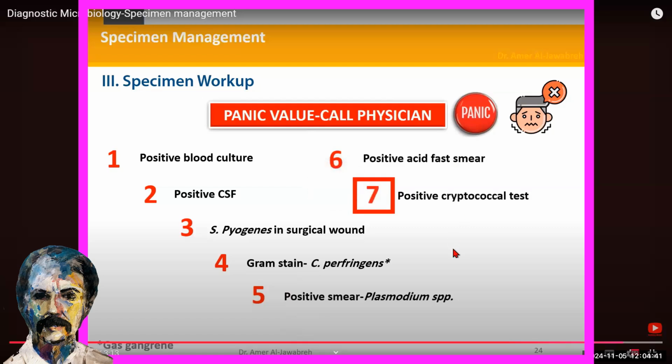Number 7, positive cryptococcal test. Cryptococcus neoformans. This is a fungus and mainly causes meningitis. So if you see this test, cryptococcal test, like the quelling test and other tests, then you have to call the physician.